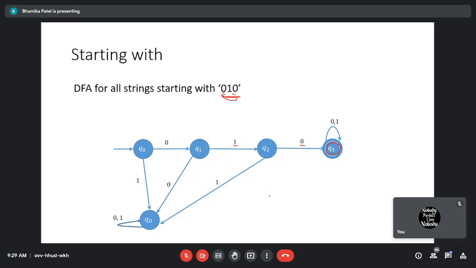Okay, if you show even one transition wrong, it is wrong. It won't be the DFA for strings starting with 0 1 0. If you show even one transition wrong, either on 0 or on 1, you will get 0 marks.